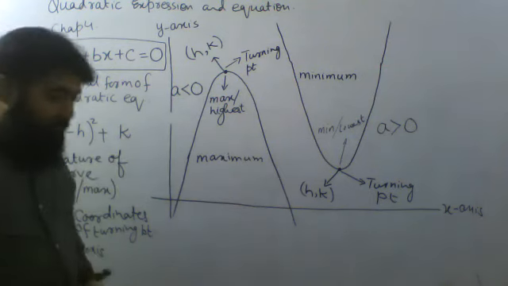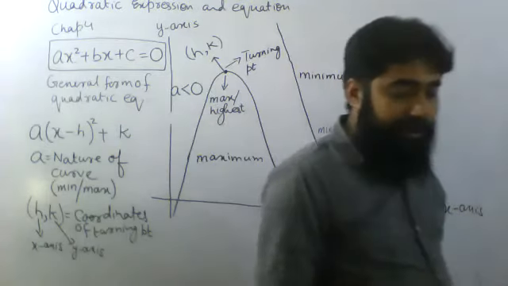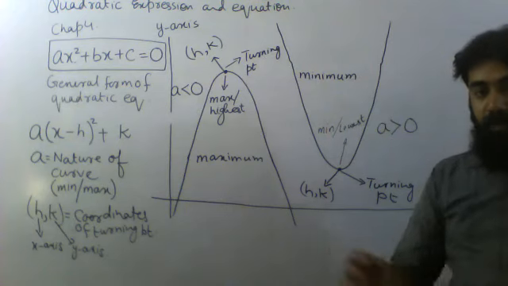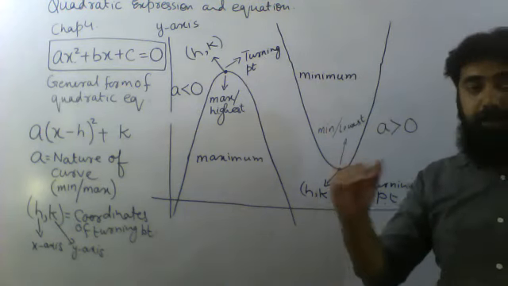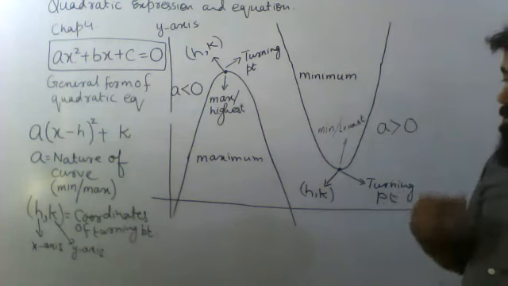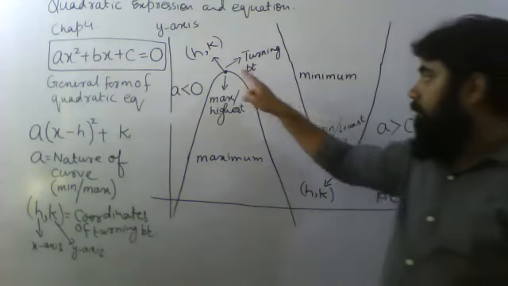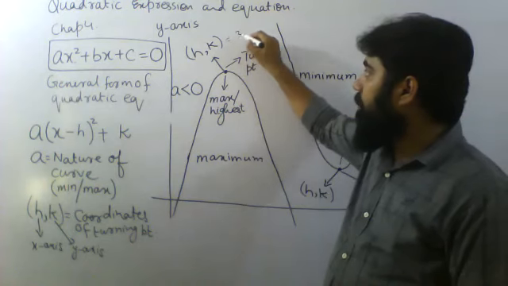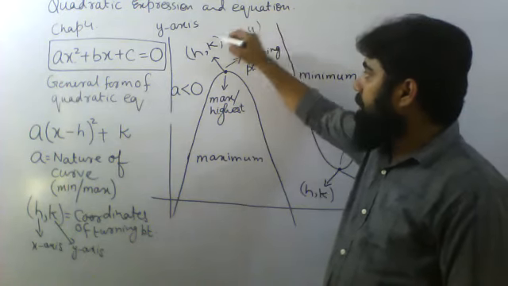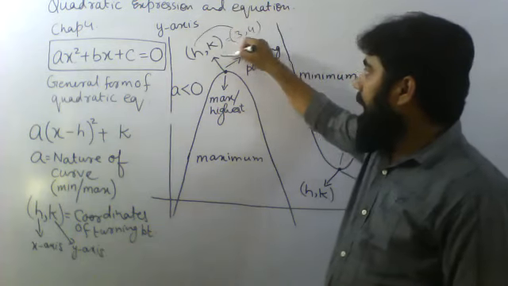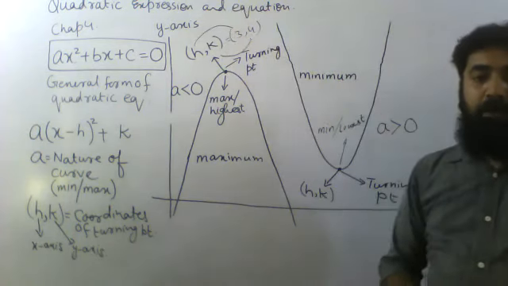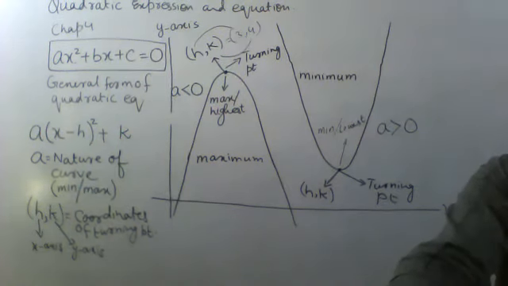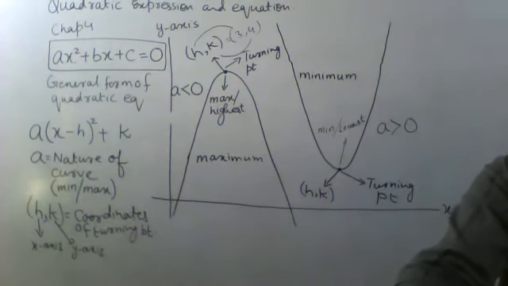So don't get confused if I'm saying the coordinate of the turning point is 3 and 4. Automatically you should get that if sir is saying the coordinate of the turning point is 3 and 4, it means h is 3 and k is 4. But you will get this idea further when you are going to solve our questions.